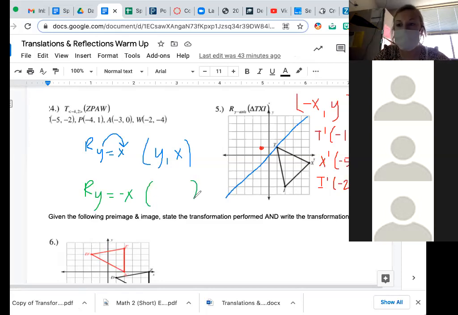What do you do, Beatty, when it's Y equals -X? Do you remember? Both of them turn negative. And you flip them, right? Yeah. Good job.